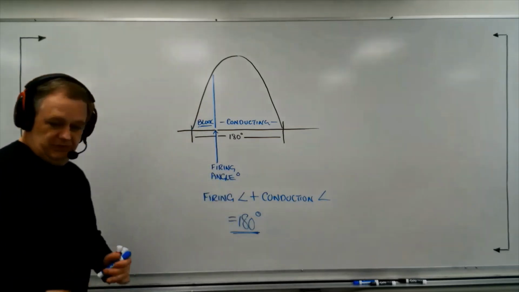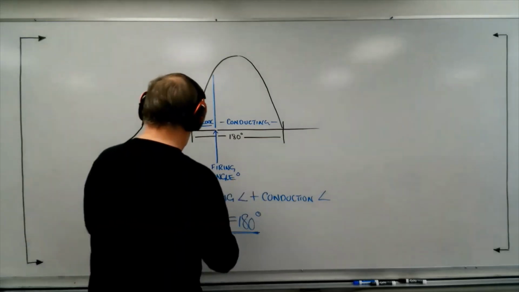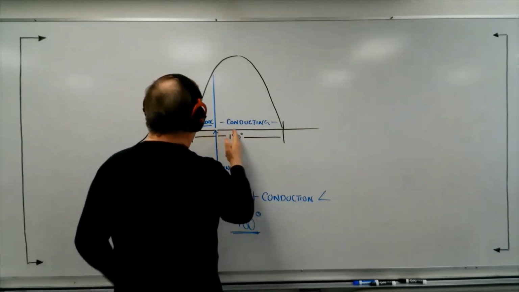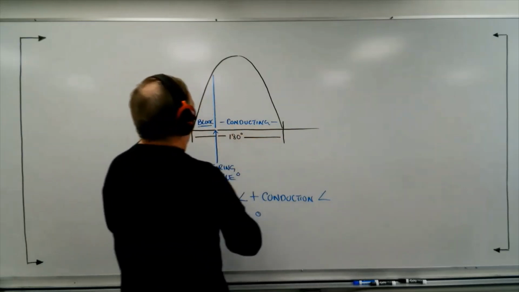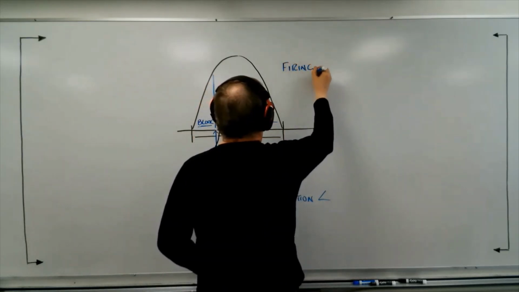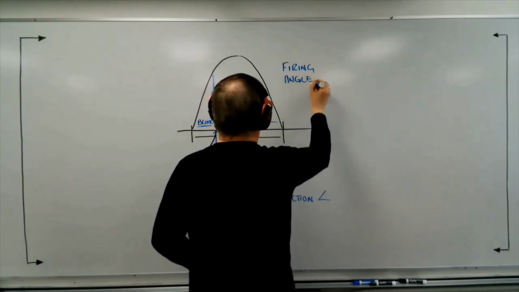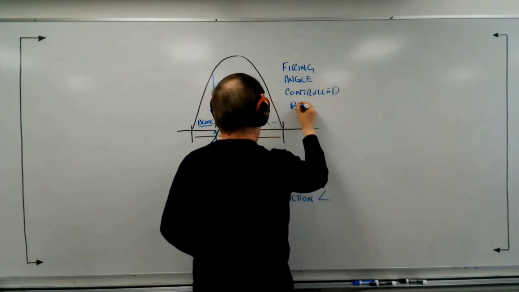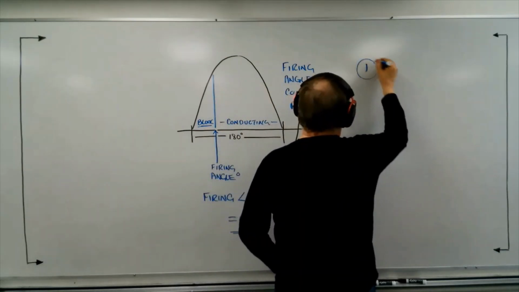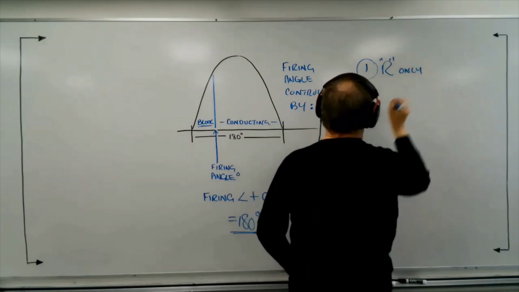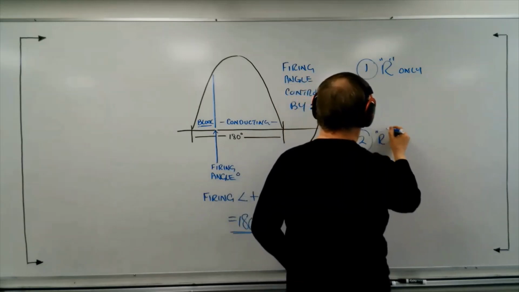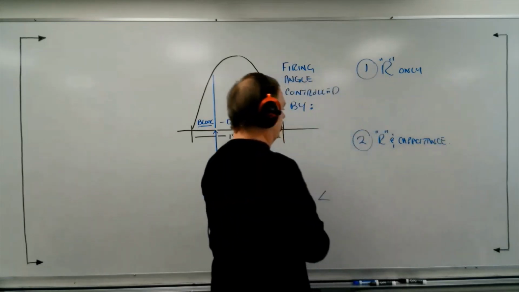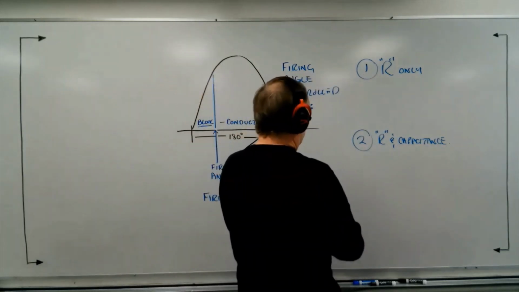So what we need to do then is we're going to have some circuits that will allow us to send that trigger pulse to the gate at any point from 0 to 180 degrees. Now, the firing angle can be controlled by a couple of different trigger circuits. The first way is what we call resistance only. And the second way is resistance and capacitance. So we've got two different circuits. One will be resistance only, second, resistance and capacitance.